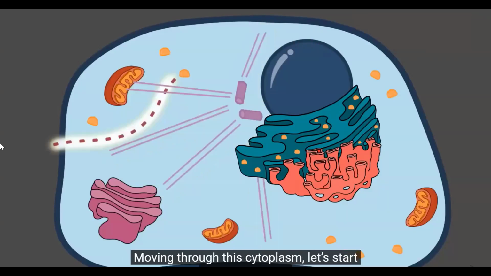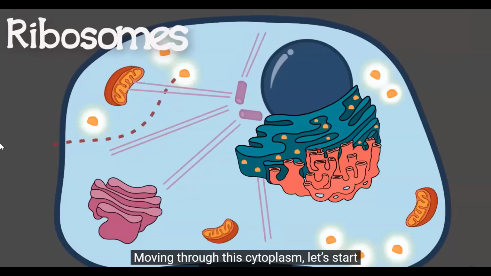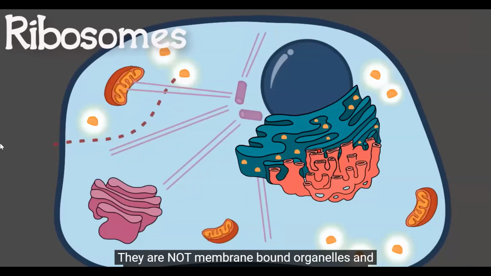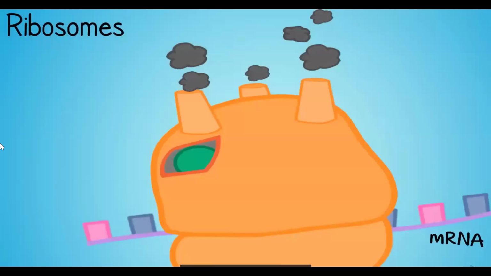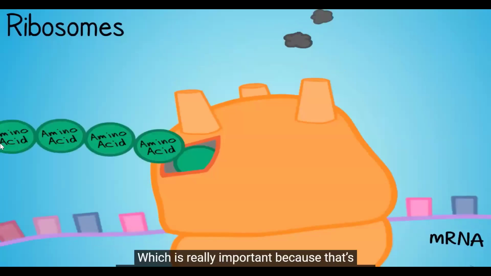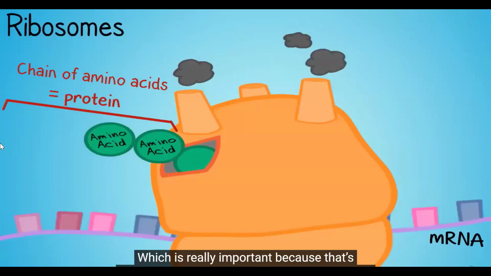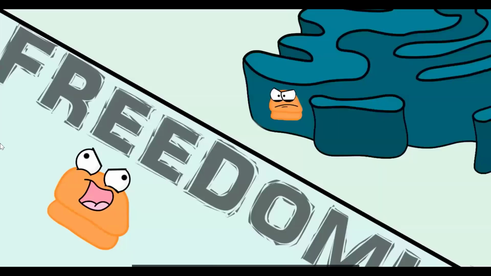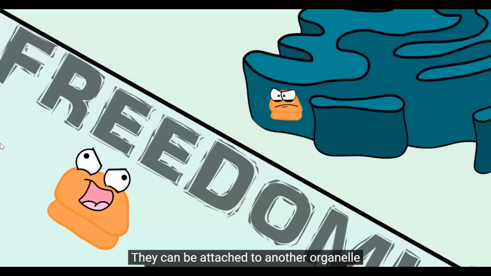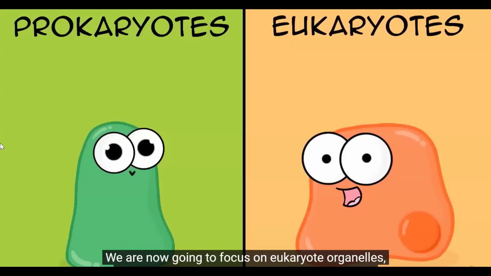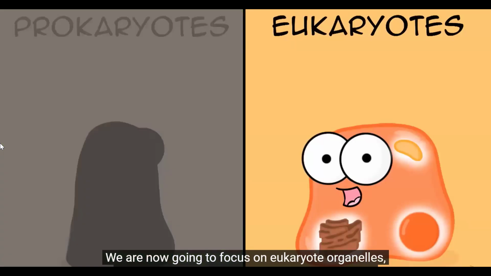Moving through the cytoplasm, let's start with ribosomes. They are not membrane-bound organelles, and they're going to be in both prokaryotes and eukaryotes. They make protein, which is really important because that's what so much of genetic material, DNA, codes for, protein. Ribosomes can be free in the cytoplasm, but they can be attached to another organelle too, which we'll talk about a little bit later. We're now going to focus on organelles that will be membrane bound. So we're going to be focusing on organelles that you would find in a eukaryote cell.